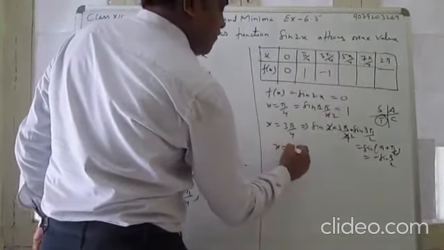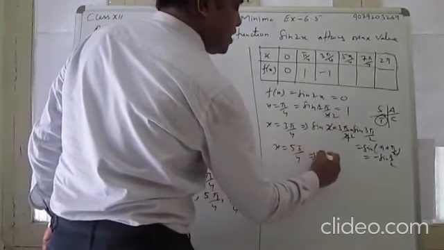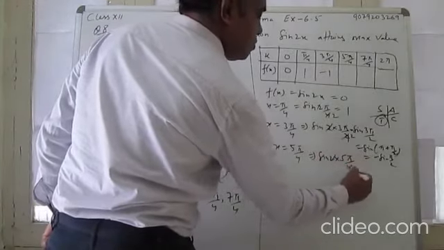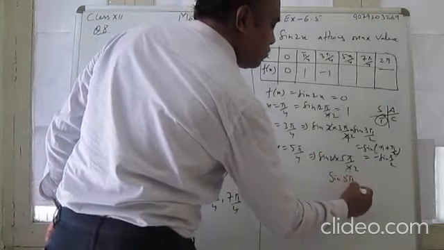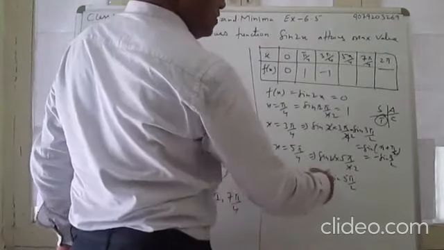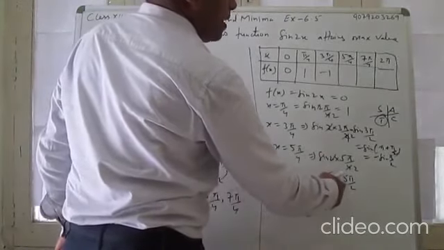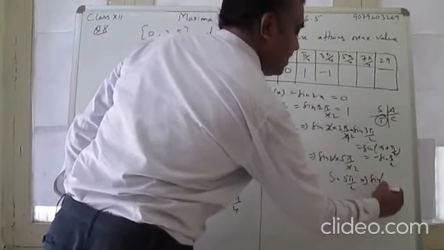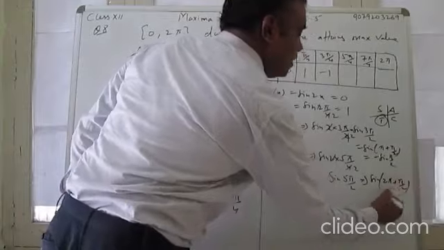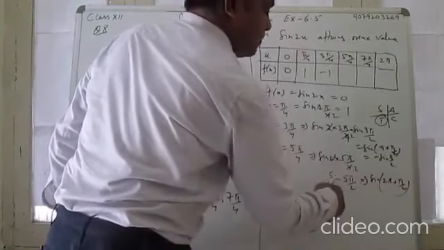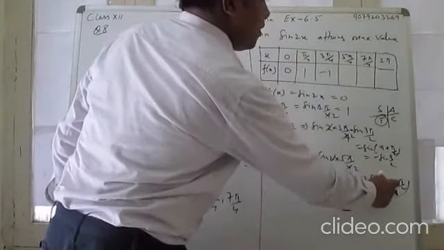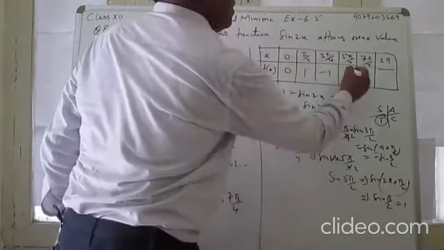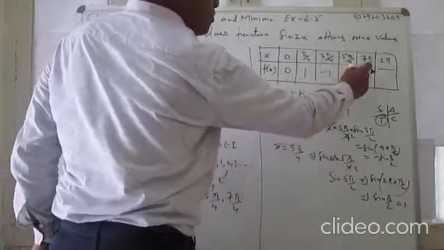At x is equal to 5 pi by 4, it becomes sin of 2 into 5 pi by 4, which means sin 5 pi by 2. You can write it as 2 pi plus pi by 2. It lies in the first quadrant. So it is sin pi by 2, which means it's 1. Now 7 pi by 4.